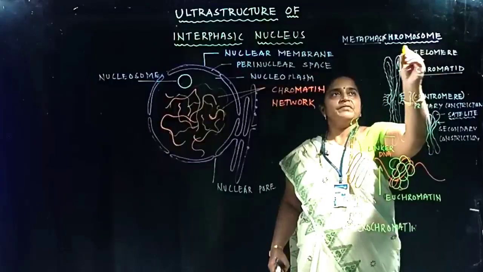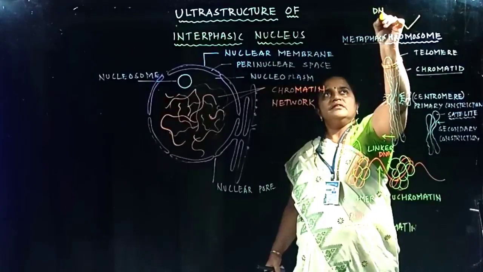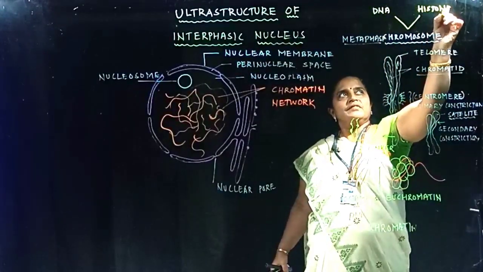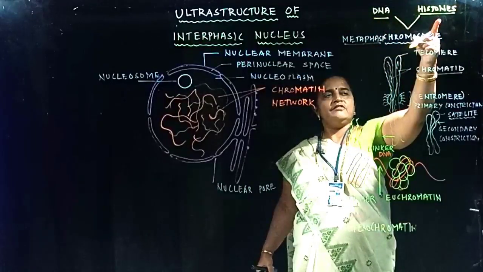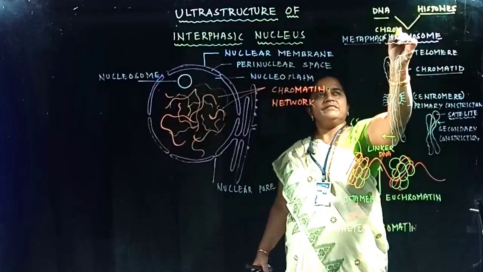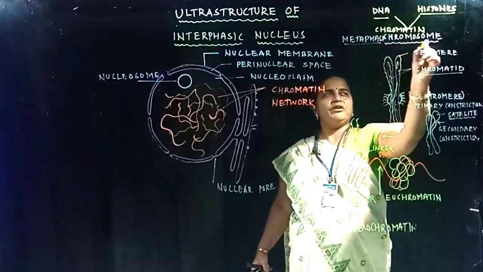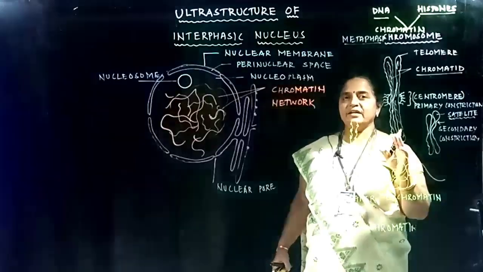So basically the chromosome is composed of DNA packed with histones. DNA and histones together form chromatin. Chromatin is supercoiled forming the chromosome, and chromosomes are known as vehicles of heredity.